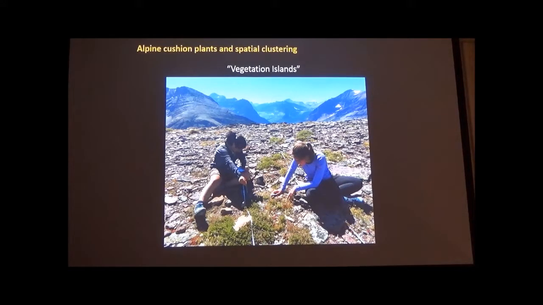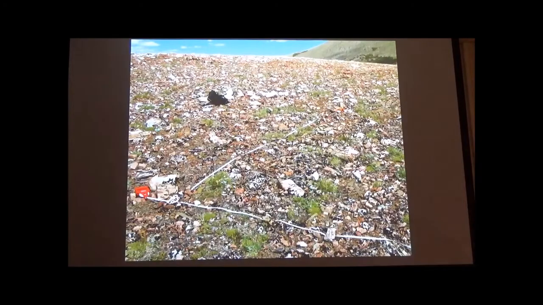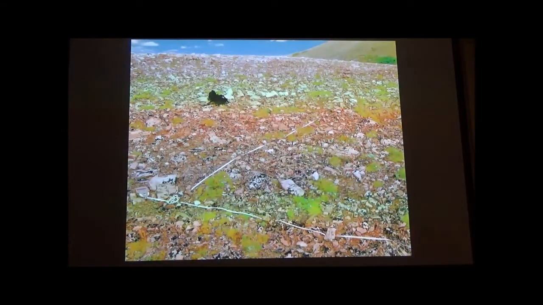But up in this system, it's a really simple system in that you have a lot of bare rock with hardly any soil, and then you have all these patches of plants growing together. So just to give you an example, this is a color enhanced photo, so you can really see those green patches.